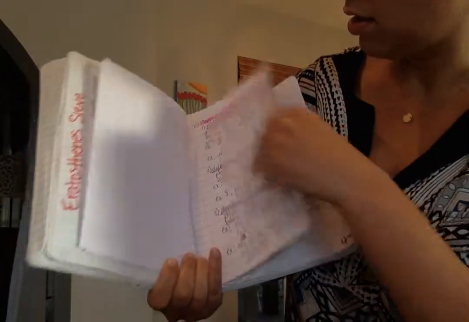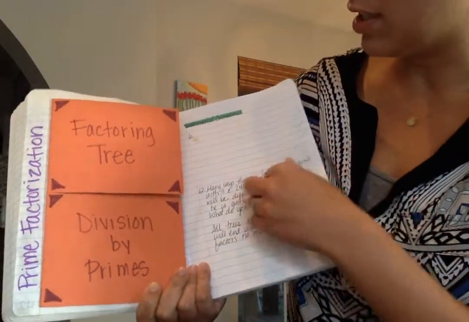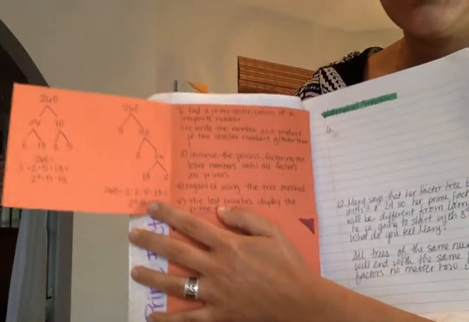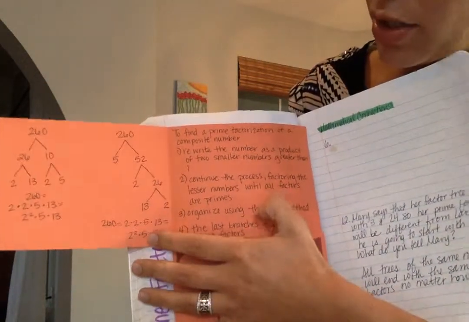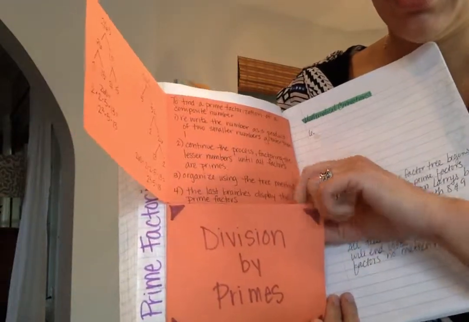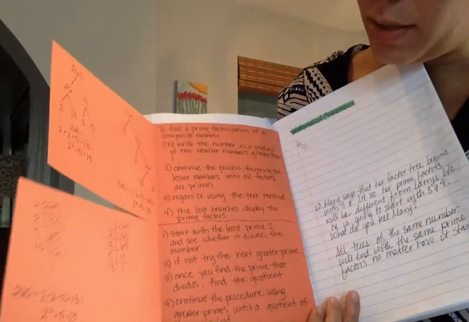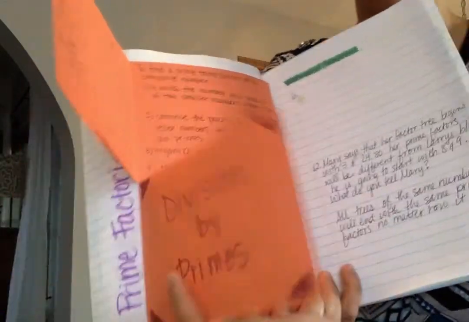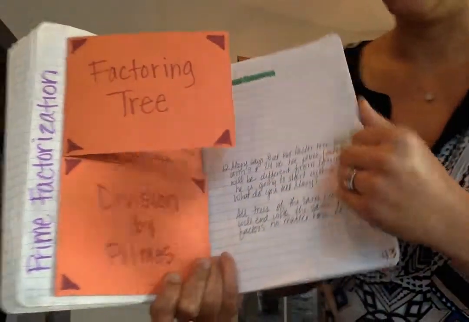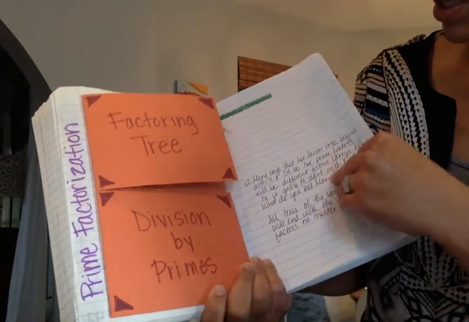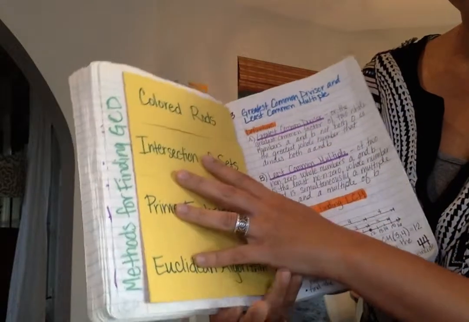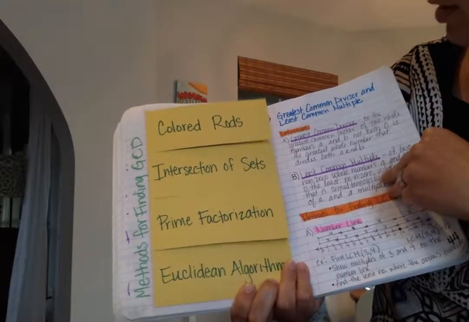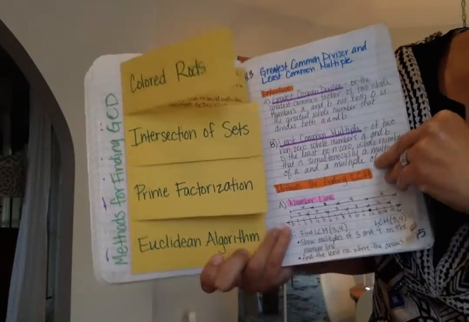And then moving on to prime factorization, and I made a foldable for the factoring tree with the explanation and an example, and division by primes, explanation and example. Mathematical connections, and then moving on to 4-3, the greatest common divisor and least common multiple.